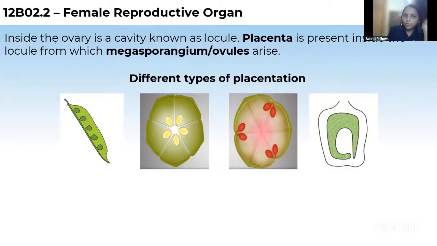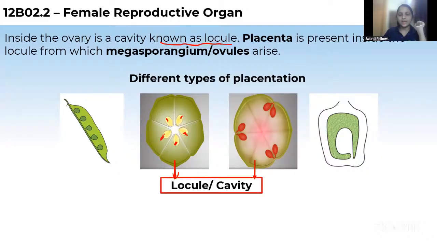Inside the ovary, you can see one locule. What do you mean by locule? Here you can see this part, we will call a locule, a space. Here you can see the ovules, right? These are all the ovules. The space where the ovules are is called the locule. And here you can see that is a cavity.